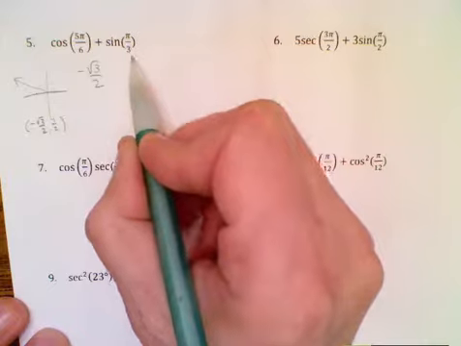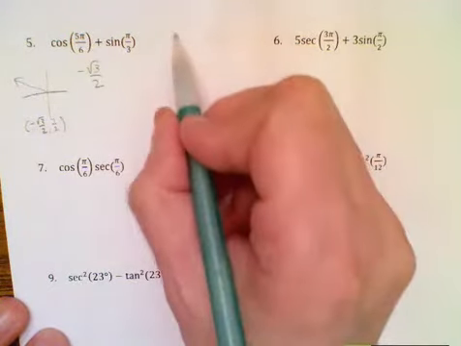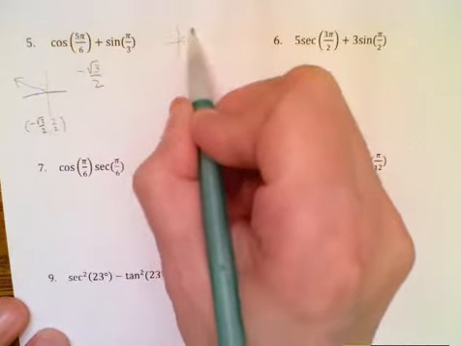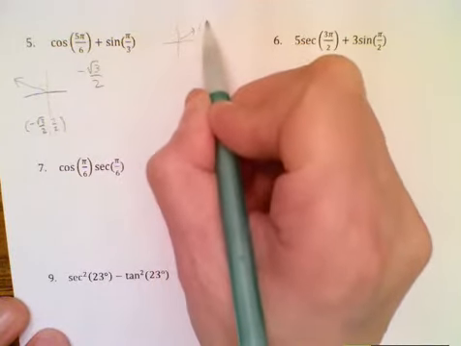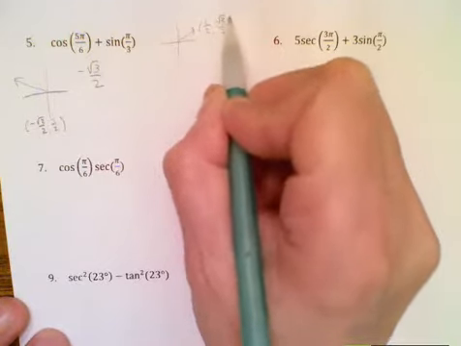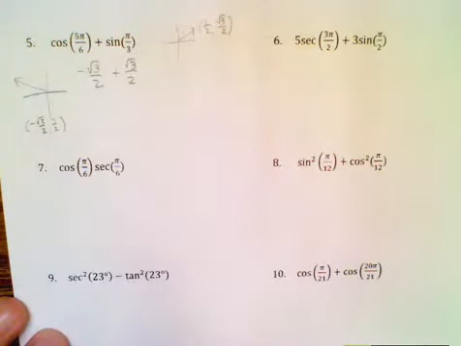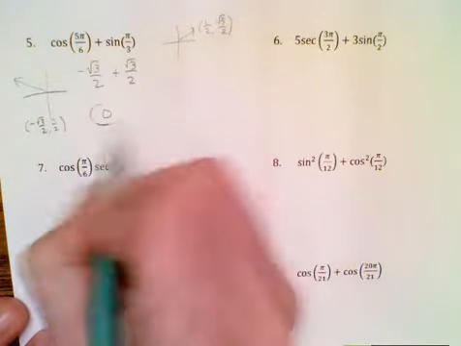Here I want the sine of pi over 3. Don't really need to draw that because that's in the first quadrant. I just need the ordered pair for it though. I need to know that for pi over 3 the ordered pair is 1/2, radical 3 over 2. So the sine is radical 3 over 2. And when I add those two things together, they're opposite of each other, I get 0.